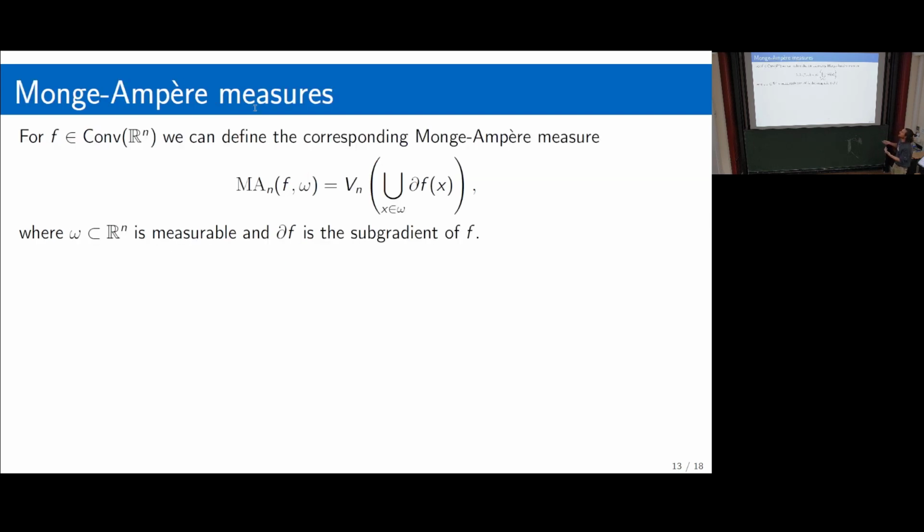What do we do with this? Well, there is an analog of the surface area. One can consider it, morally speaking, an analog of the surface area measures for bodies, and for functions, these are just the Monge-Ampère measures.